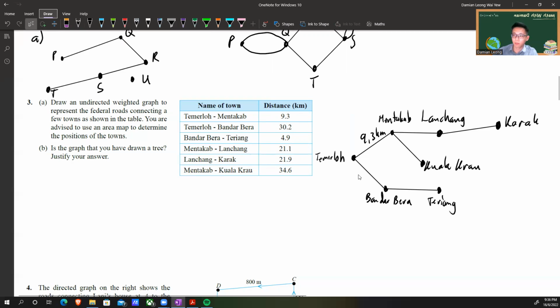Okay. Then I label all the edges with the distance, the weightage. 9.3 km, 30.2 km, Bandar Bera to Teriang 4.9 km, Mentakap to Lanchang 21.1 km, Lanchang to Karak 21.9 km, and Mentakap to Kuala Krau 34.6 km. That's it. Just label clearly all of this, then we have the graph.